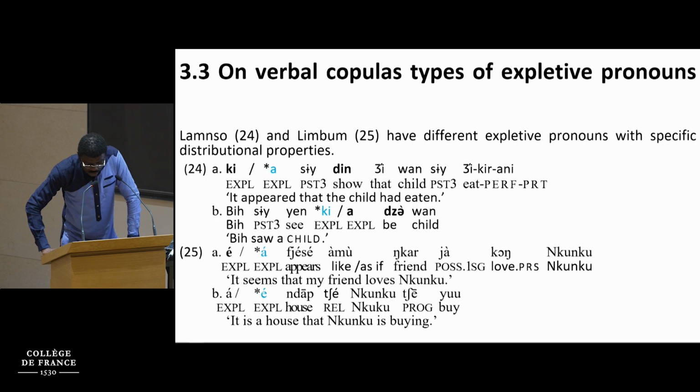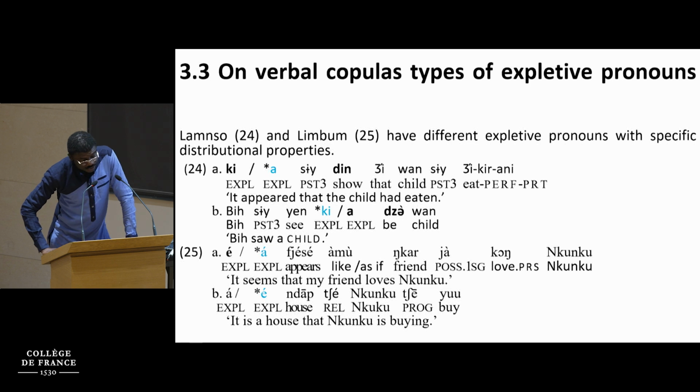There are also verbal copulas and expletive pronouns in both languages, and this is important because you will understand why. In Lamso, in the first sentence, it appears that the child had eaten. The expletive pronoun that should be used here is "ki". You cannot use the expletive "a".